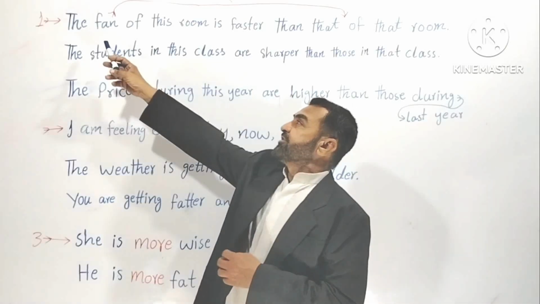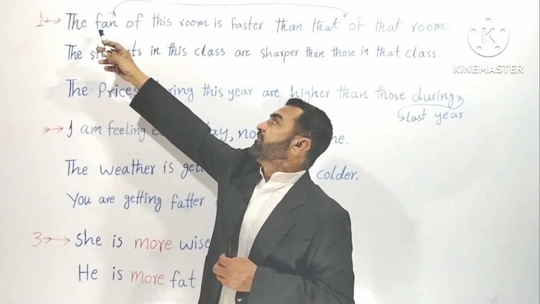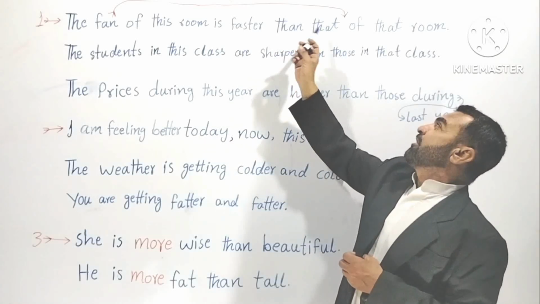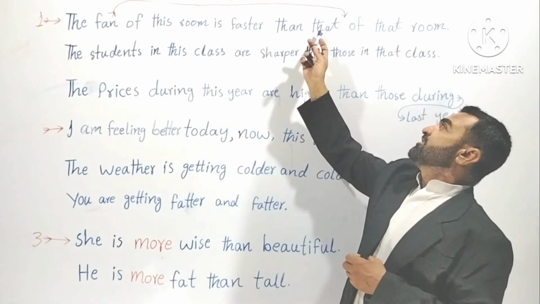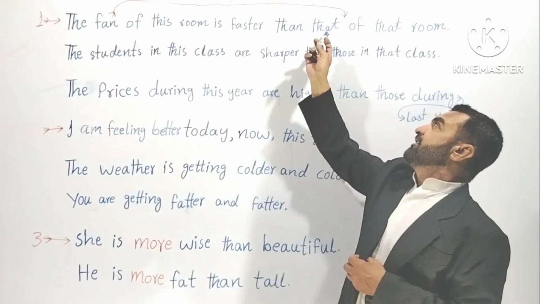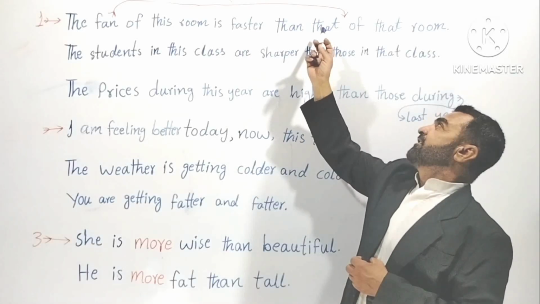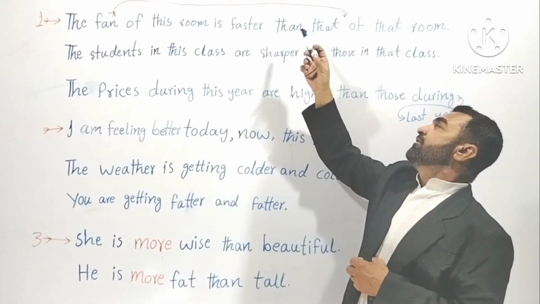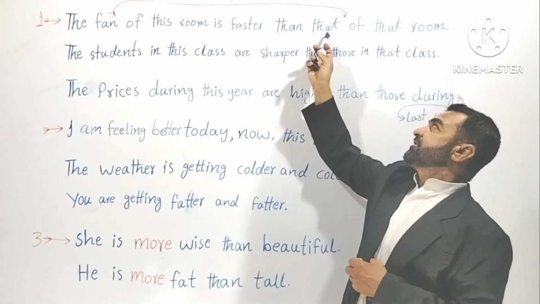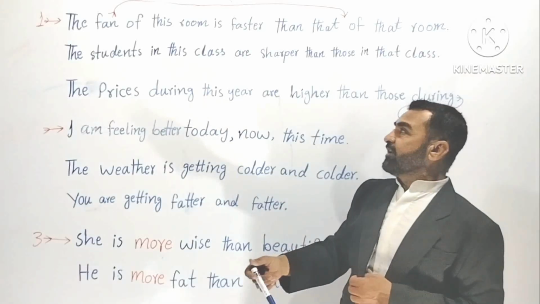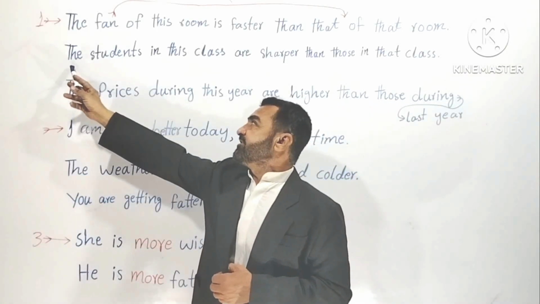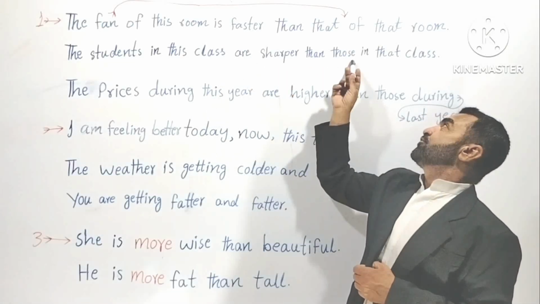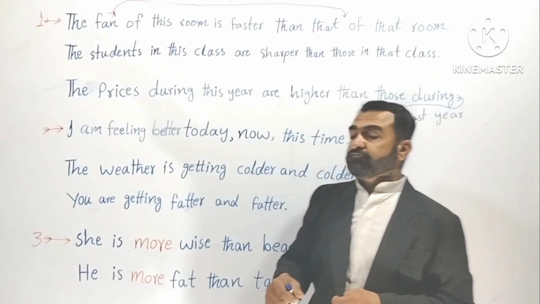So it was a singular noun, the fan. Now here this pronoun has been used in place of that fan. Here you cannot find fan. Here a pronoun has been used in place of that noun. So it is a singular pronoun. Look at the second sentence: The students in this class are sharper than those in that class.